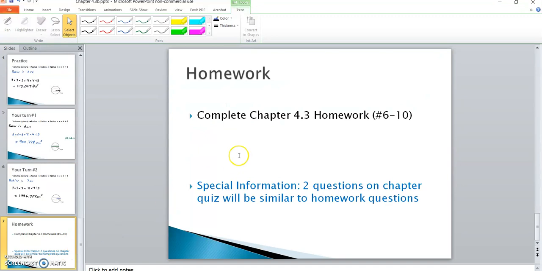Alright, so now you have your skills to complete Chapter 4.3 homework, and specifically questions 6, 7, 8, 9, and 10. And of course, there are 2 questions on the chapter quiz that are similar to these questions.